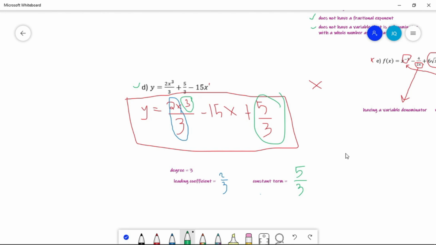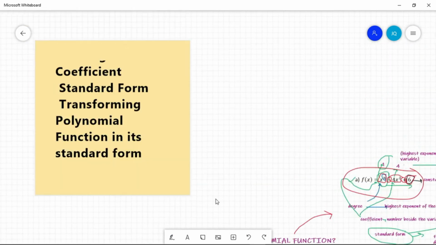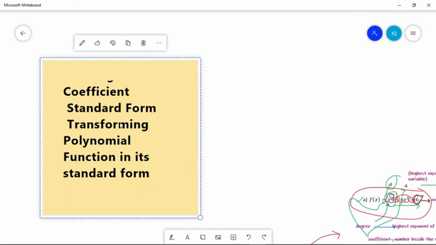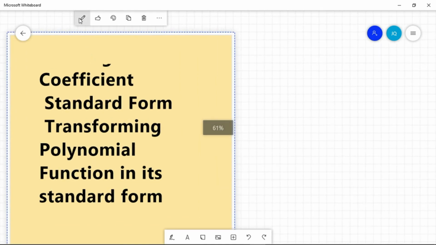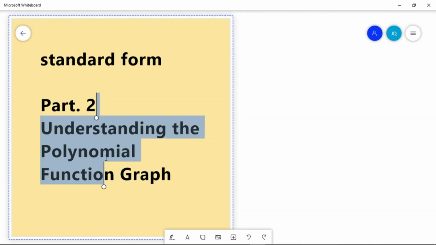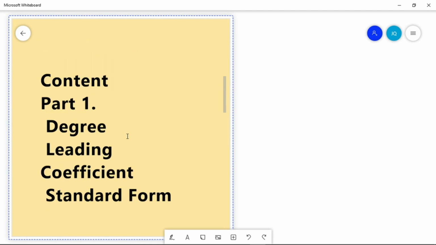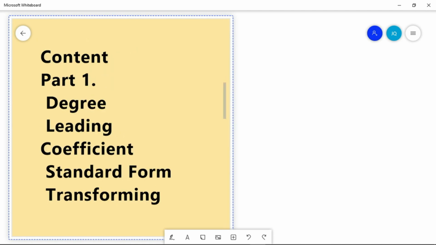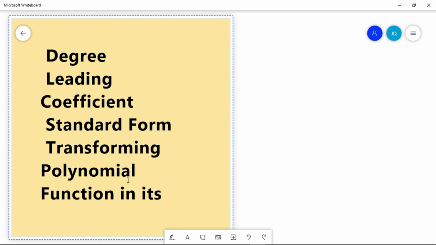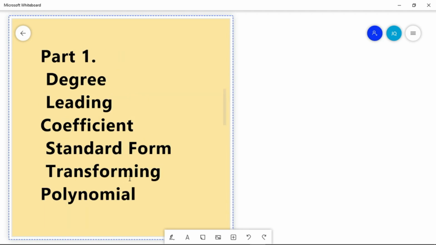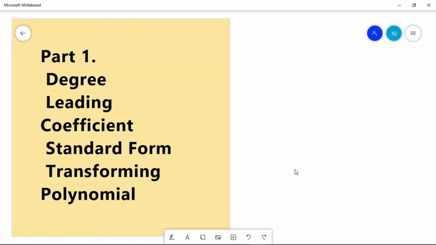That's all for the first part of our topic: illustrating polynomial function, knowing the degree, leading coefficient, and standard form, transforming a polynomial function into its standard form, and determining the degree, leading coefficient, and standard form in factored form, and also in a disarranged polynomial function.